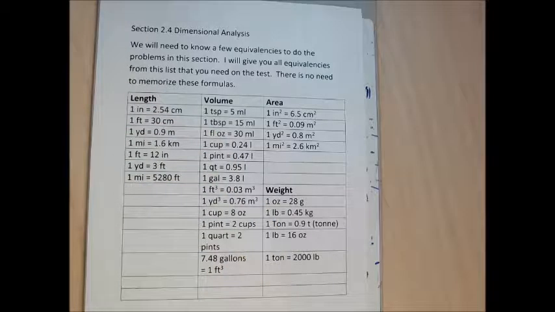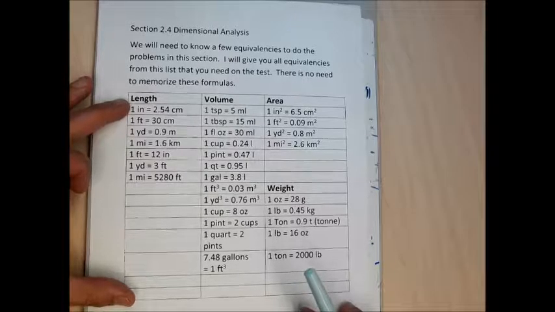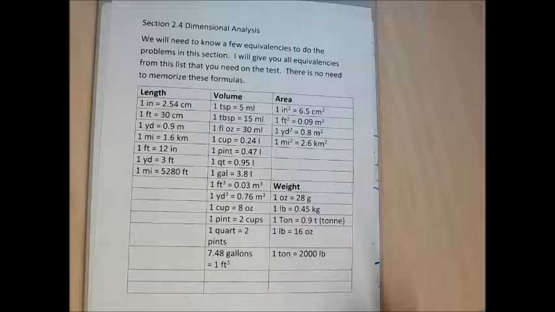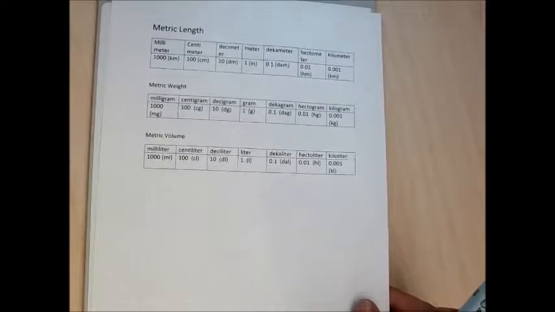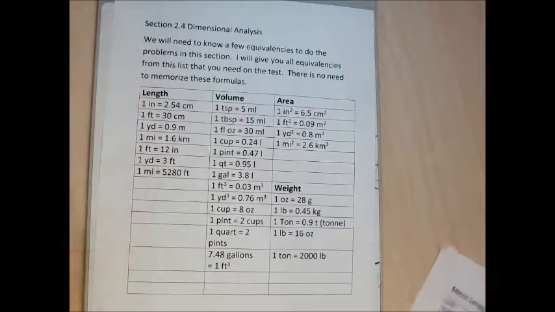In this section, we have to know a few equivalencies to change from one unit of measure to another unit of measure, and I don't have any of these memorized. I don't expect you to have any of these memorized. When we get to the test over this section, you're going to be given all of these equivalences. I actually have 2 pages of equivalencies. One are equivalents within the metric system, and then some other equivalences that we'll get to as we need to.